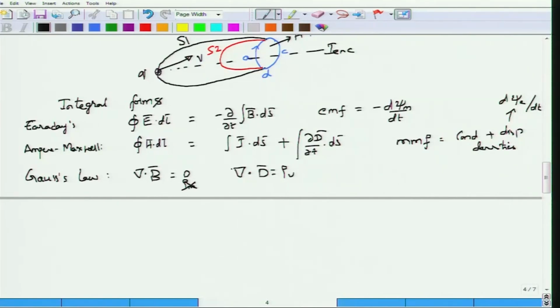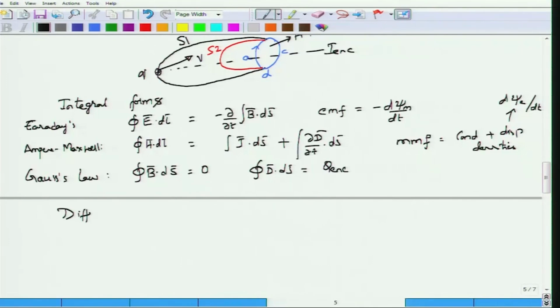However, charges are found in abundance, and charge density is related to the divergence of, oh I am sorry, I was supposed to be writing the integral form. So let me write down the integral form for this. Integral form is B dot ds is equal to 0, integral of D dot ds is equal to charge enclosed, right, and the corresponding differential forms are, and in both cases whatever I was saying was essentially the same.